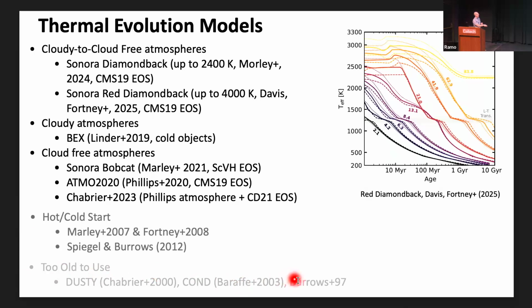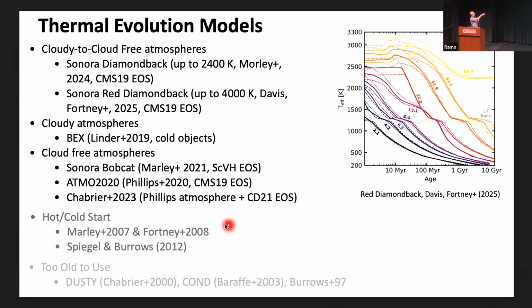So Burrows 97, Cond, Dusty. These use atmospheric boundary conditions that we know are out of date. And these really do not use the updated physics and chemistry that we know can fit the spectra. And so in a lot of cases, these can have relatively modest impacts on evolution.